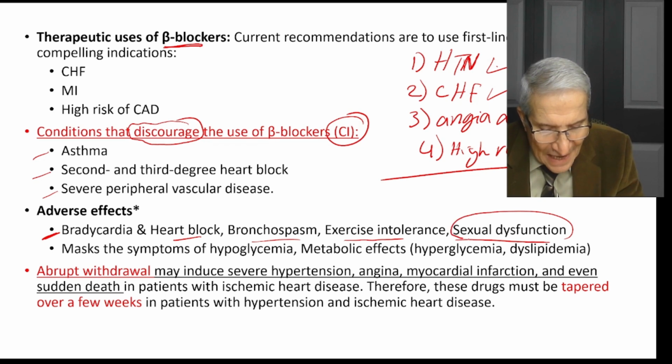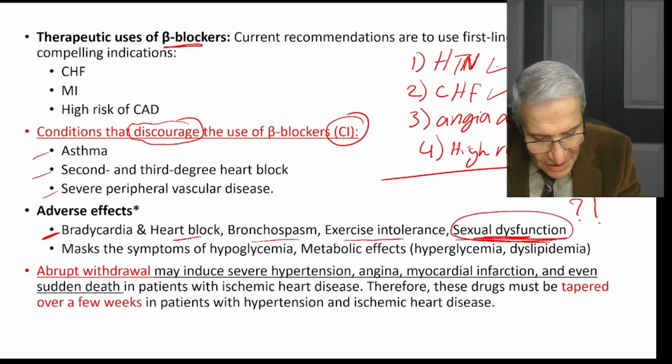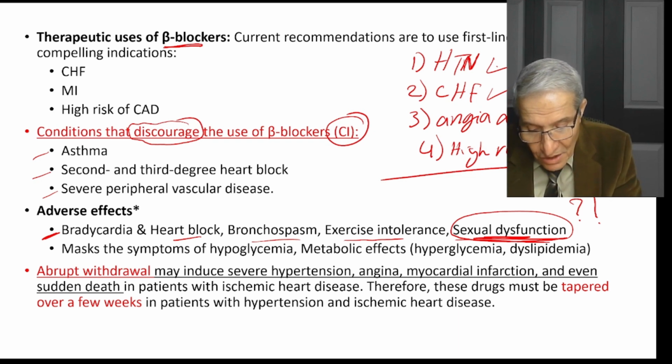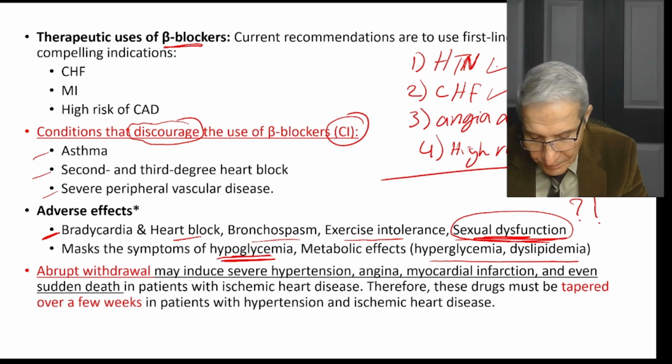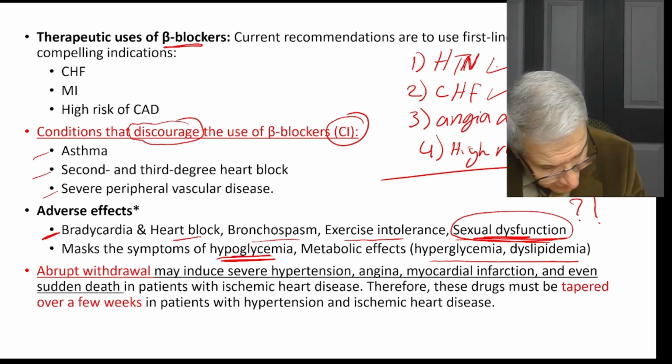We don't know exactly the mechanism of sexual dysfunction. We have a question mark, we have an exclamation mark. Why? Beta blockers are involved in this side effect. Beta blockers mask symptoms of hypoglycemia. Beta blockers cause metabolic effects, hyperglycemia, dyslipidemia. So if the patient suffers from diabetes, we have to be careful. Can we explain why here?